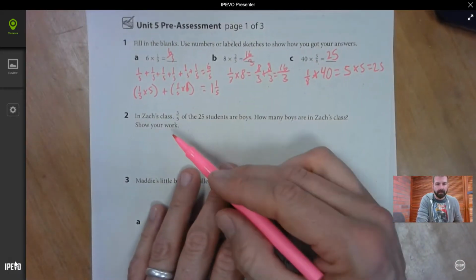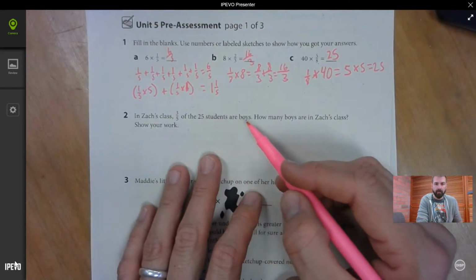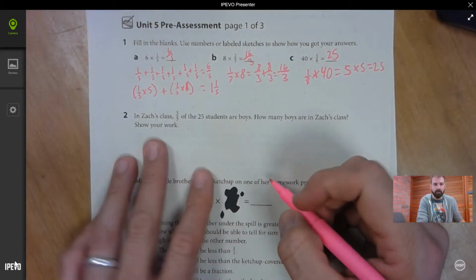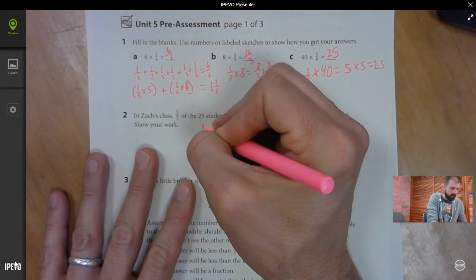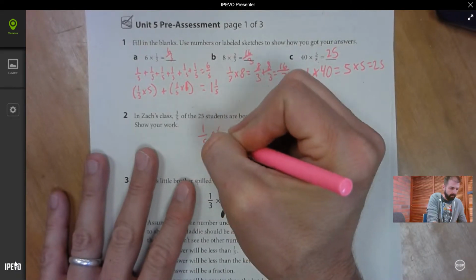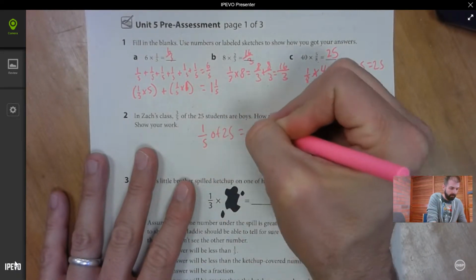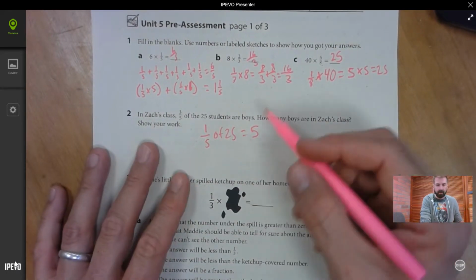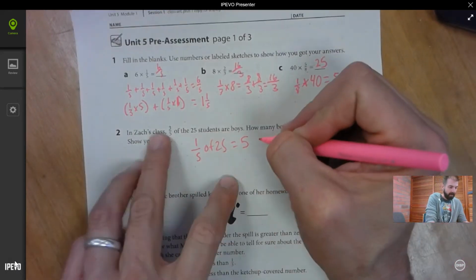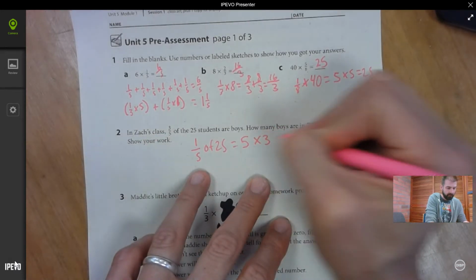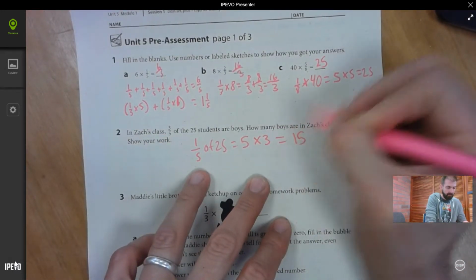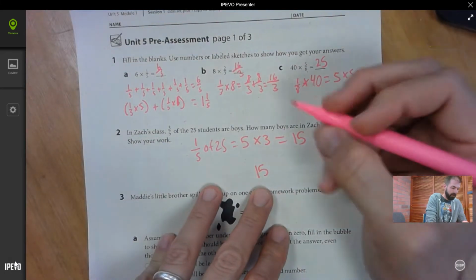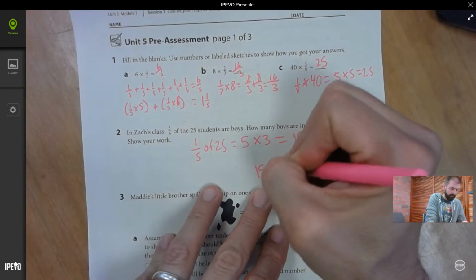All right, in Zach's class, 3/5 of the 25 students are boys. How many boys are in Zach's class? Show your work. All right, so if I know that 1/5 of 25 is equal to 5, because that's the same as saying 25/5 or 25 divided by 5, I know that's 5. And I'm looking for 3/5. That's going to give me the answer 15. So 15 students are boys.